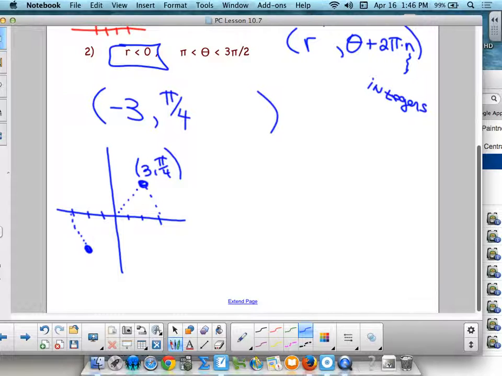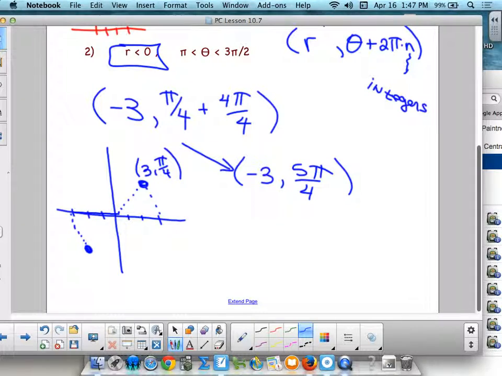Pi. So, when you take the radius and you change it to the opposite, negative 3, just add pi. Watch. And pi is that. So what's the answer going to be? Negative 3 comma 5 fourths pi. Look, does that make sense that that would be the answer? Left 3 and go where? 5 fourths pi, which is 1 pi and a fourth more. It does make sense if you look and think about it.